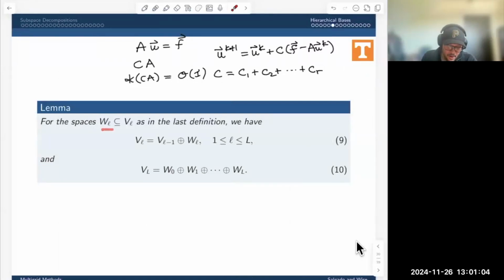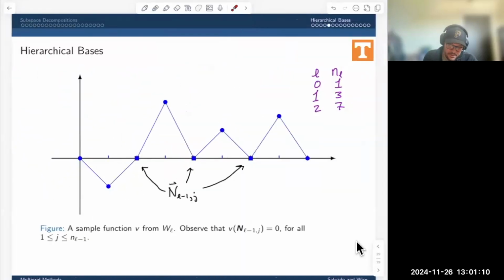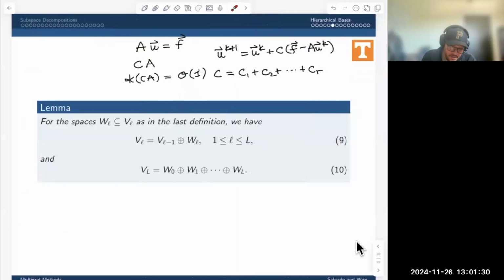So the WL spaces are subspaces of VL. Okay, so VL is where you have degrees of freedom at every point. So for example, a function in VL will have a value which is non-zero here, here, here, at all these 7 points. In WL, we're nullifying those points, but VL has degrees of freedom at those points. So that means that WL is in fact a vector subspace of VL.